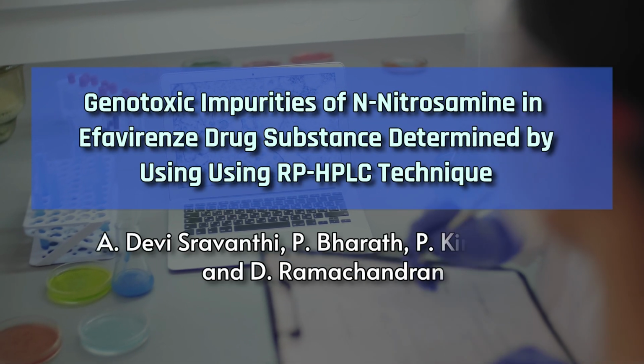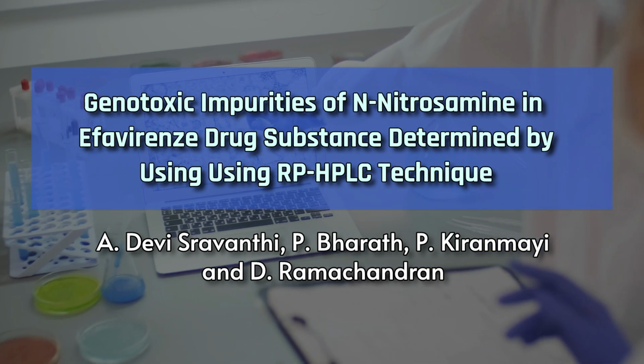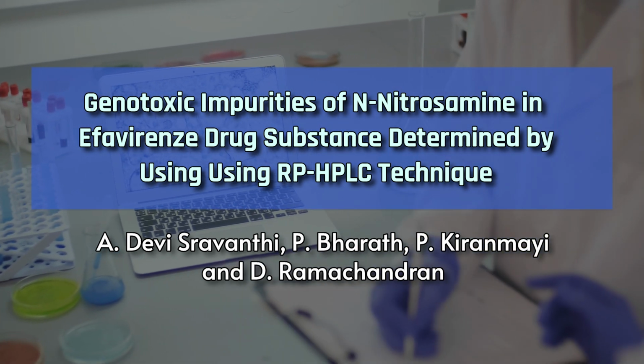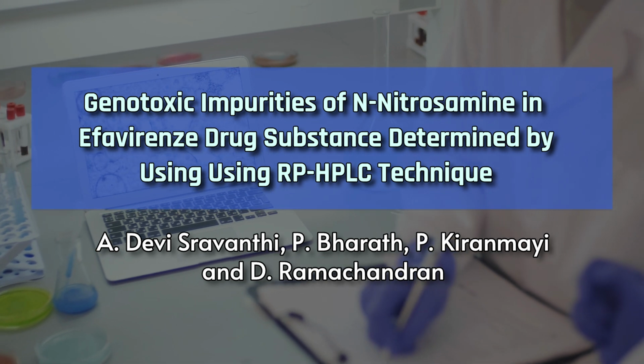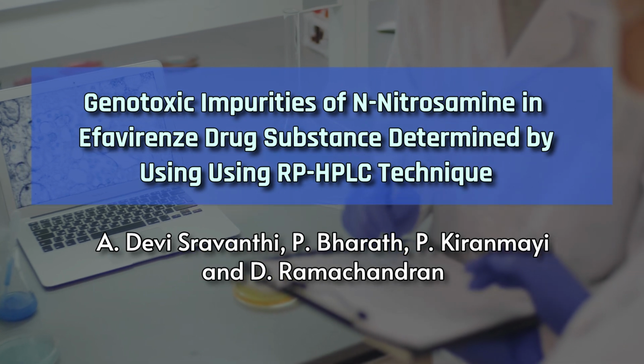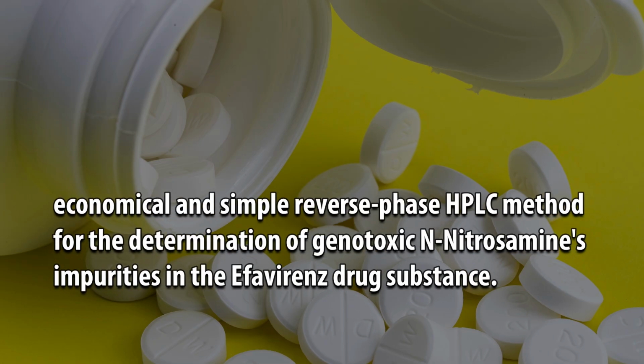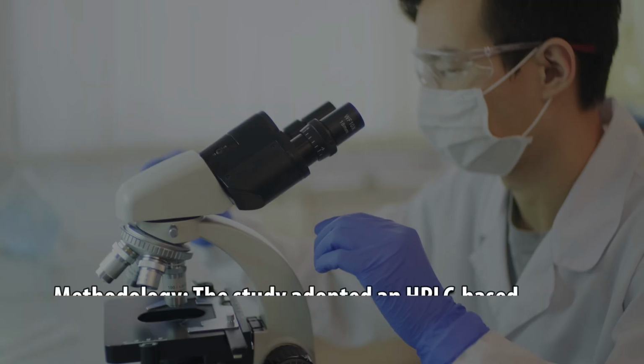Genotoxic impurities of N-Nitrosamine in Efavirenz drug substance determined by using RP-HPLC technique. By A. Devi Sravanti, P. Bharat, P. Kirame and D. Ramachandran. Aim: the main purpose of the research is to develop an effective, sensitive, economical and simple reverse phase HPLC method for the determination of genotoxic N-Nitrosamine's impurities in the Efavirenz drug substance.